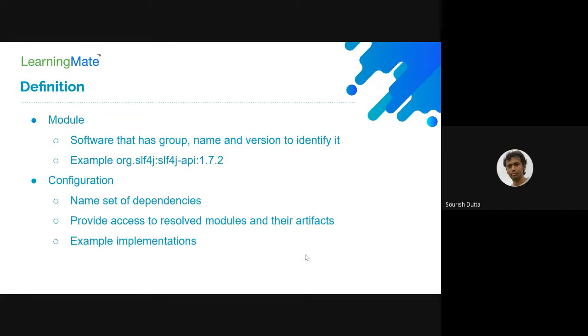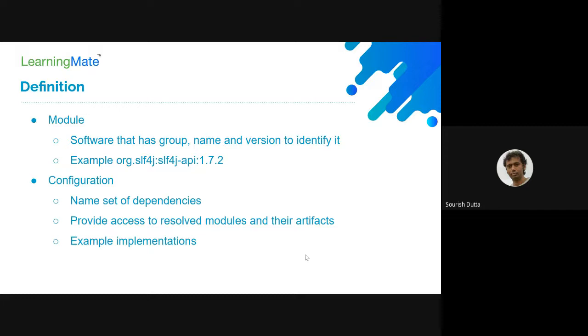So what is a dependency? A dependency is nothing but a Gradle module which has a group name, name and version to identify it. For example, here we have SLF4J, where the SLF4J API is there, which has 1.7.2 as the version.